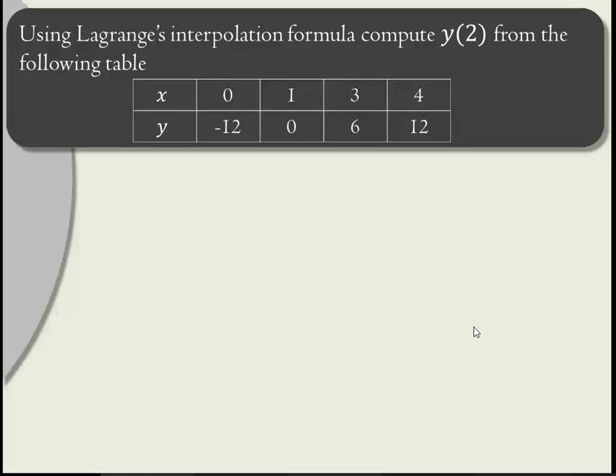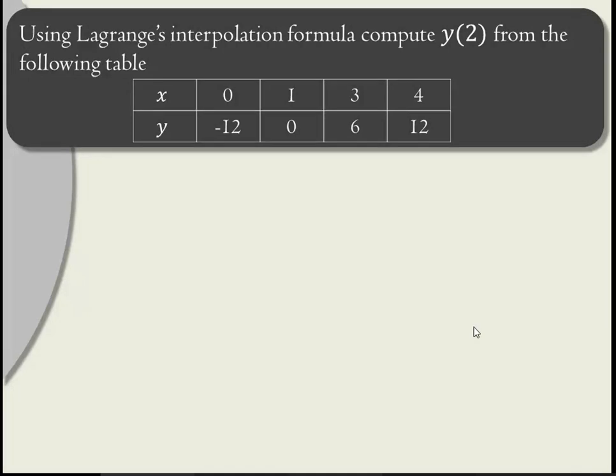Using Lagrange's interpolation formula, compute y at 2 from the following table. Values of x are 0, 1, 3, 4, and values of y are -12, 0, 6, and 12.